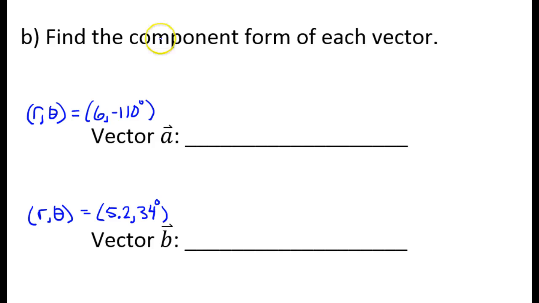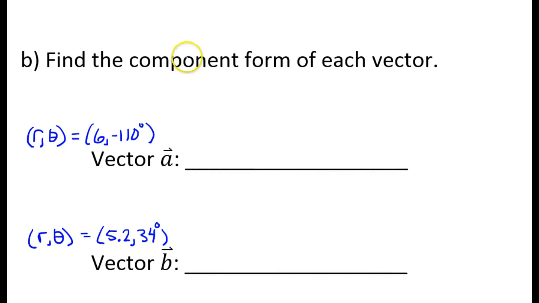All right, next we need to find the component form of each vector. Now, if we are given magnitude r and direction theta, we can use the following formula to find the component form. We will just do r cosine theta, comma r sine theta. All right, this will give us the component form of the vector.